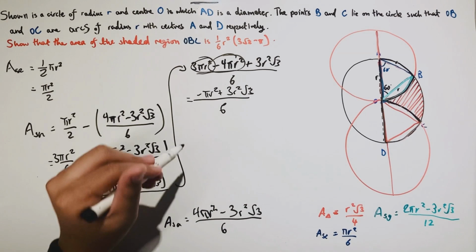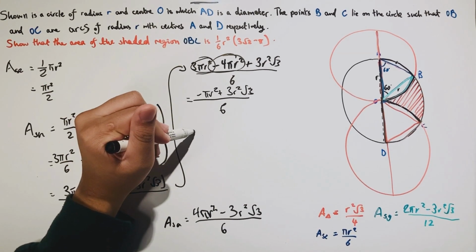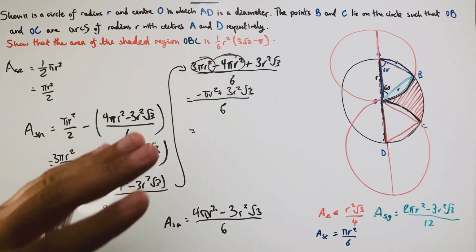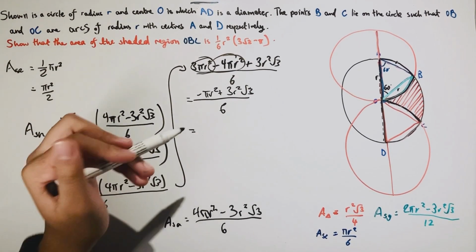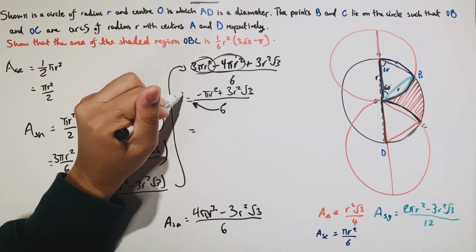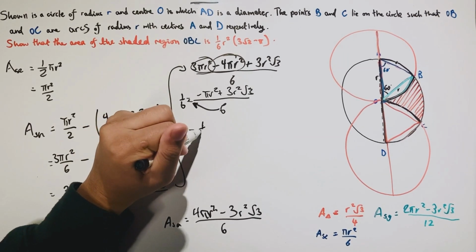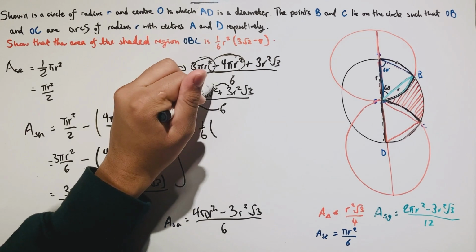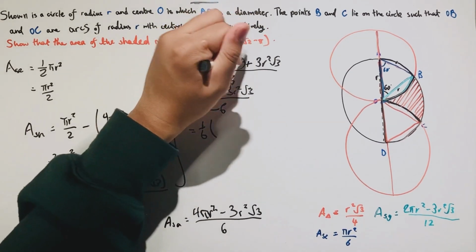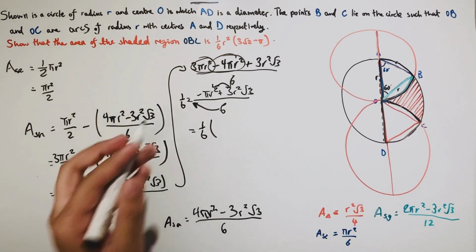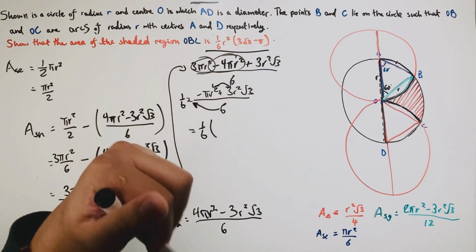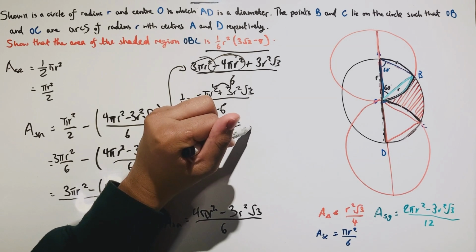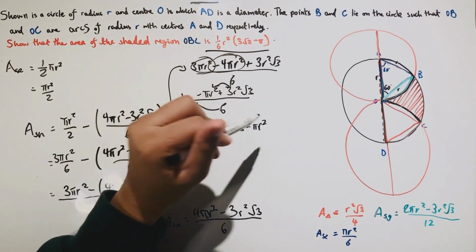Okay, and then we can move this 6. I'm going to do two things in one, because we're running out of room. We can move the 6 to the front, so we end up with 1 over 6 times, and also we're going to be swapping these terms around just so we can get as close to the expression that they want it in. So 3r squared root 3 minus pi r squared. Okay.